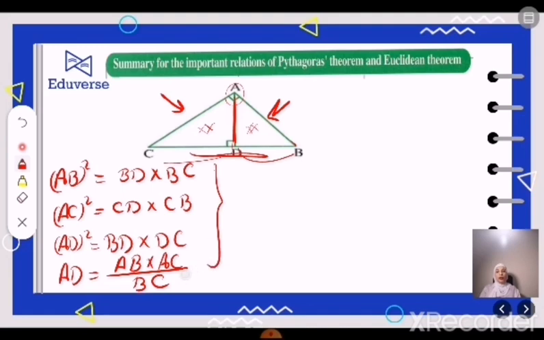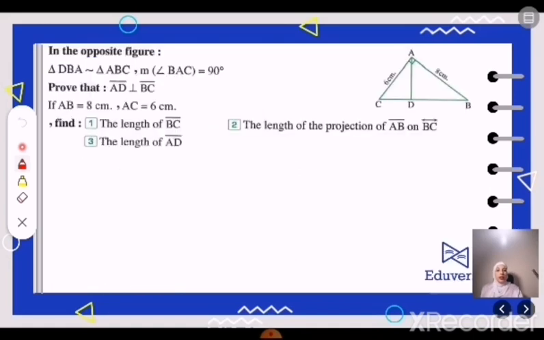These are the four rules of Pythagoras, and they are very important. AB power 2, BD, BC. AC power 2, CD, CB. AD power 2, DB, DC. And to get AD with another rule, multiply the two sides here, AB, AC, divide by BC. Let's see an example about this.